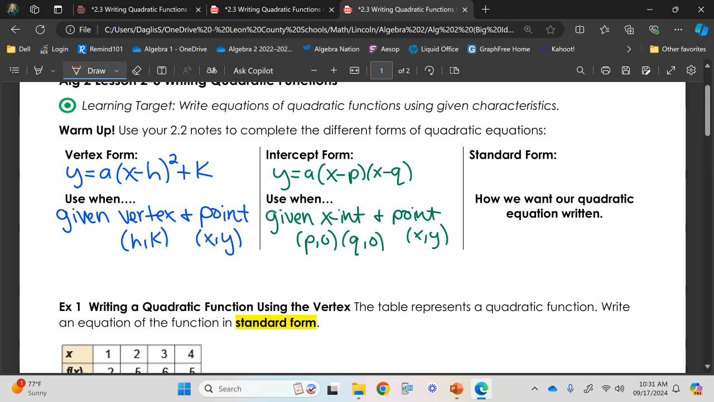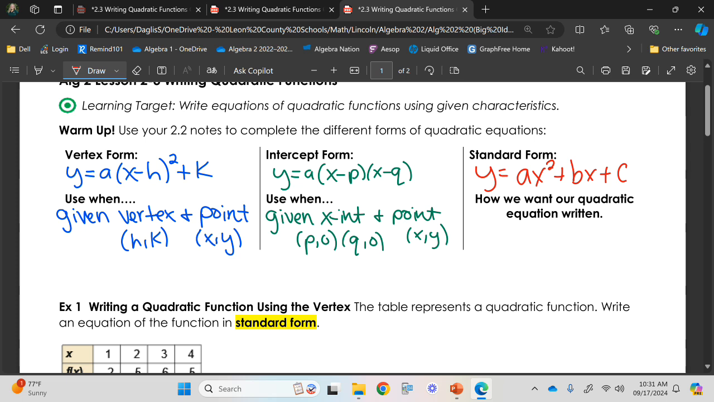And then the third form of a quadratic is standard form. And what does that look like? Y equals what? That's a line. Wait, what are you talking about? For a quadratic, something is being squared. What you got? Ax squared plus bx plus c. There you go. So it has the three pieces.